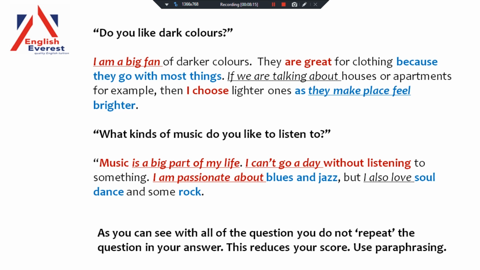What kind of music do you like? And again, I've used good expressions. Music is a big part of my life. That's a paraphrase for I like it. I can't go a day without listening to music. That's another paraphrase to say I like it. I'm passionate about. Another paraphrase. I also love. Another paraphrase. Blue tells you about the types of music, and red is giving us examples of liking something.